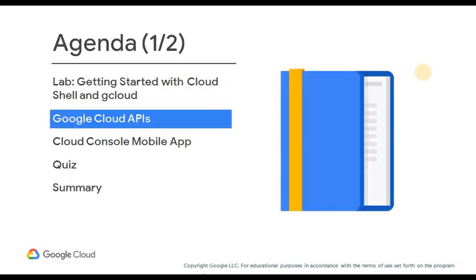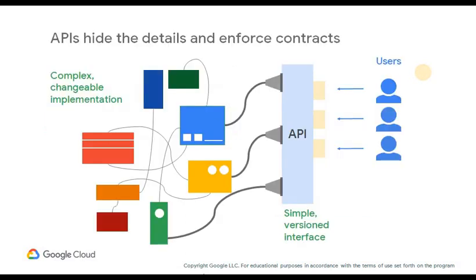Everything we do in Google Cloud is done with APIs. In this topic, we will introduce APIs and discuss how they are used. So let's be precise about what an application programming interface, or API, is. A software service's implementation can be complex and changeable. If other software services had to be explicitly coded at that level of detail in order to use that service, the result would be brittle and error prone.